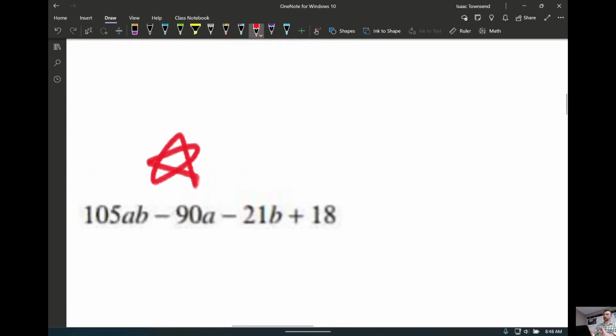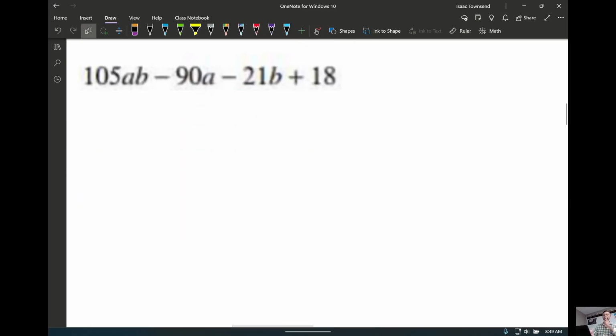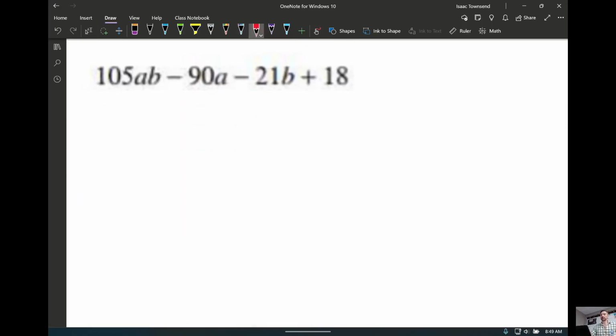See how you did, or at least get you past wherever you were slowing down on. So I know this is factored by grouping, or probably factored by grouping, because there's four terms, so I'm going to group them. I do have to be careful here.